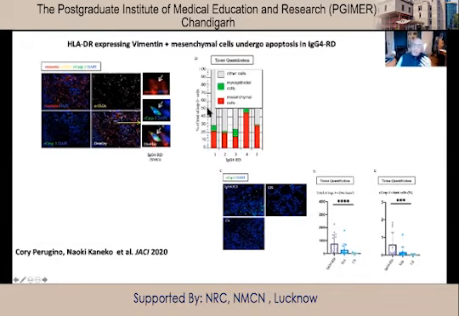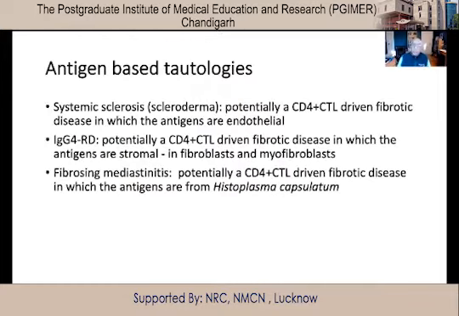So whatever the driving antigen is in IgG4-related disease, it is not the same as systemic sclerosis, though the mechanism may be similar. Okay? Again, we have quantitation over here, and we're comparing Sjogren's syndrome here with IgG4-related disease, and you have a fair amount of mesenchymal cell apoptosis in IgG4-related disease.